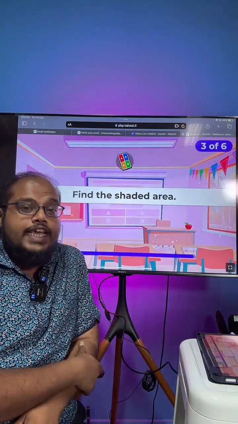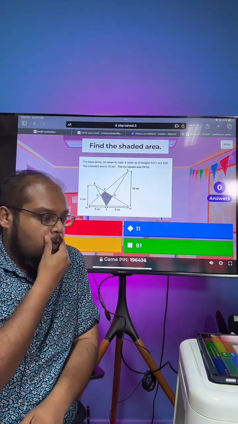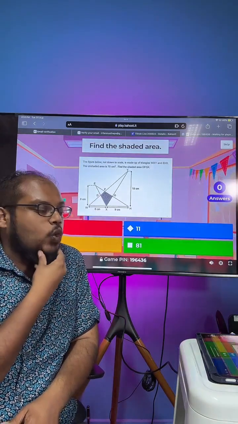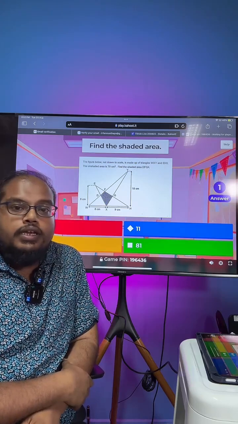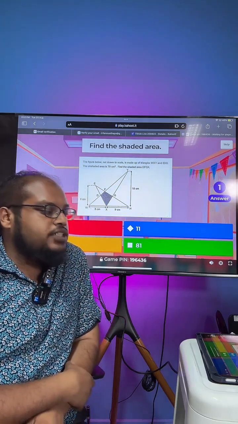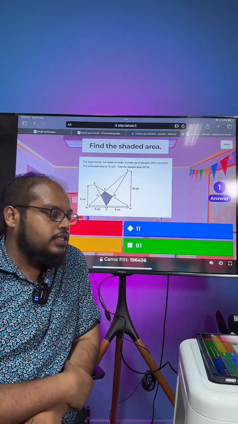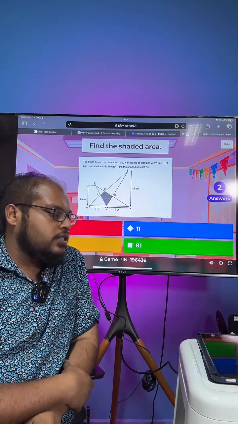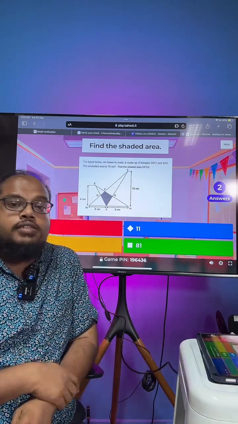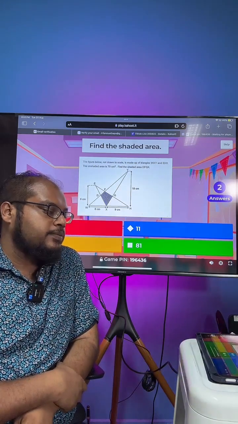This is a question about shaded area. Okay, so you see there are 2 overlapping triangles there. The unshaded area is 70. So they're asking for the shaded area. Okay, 100 more seconds. Then I'll go through the answer.